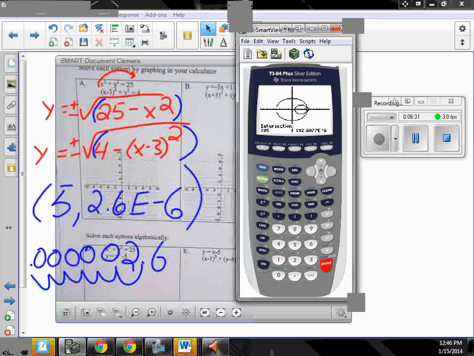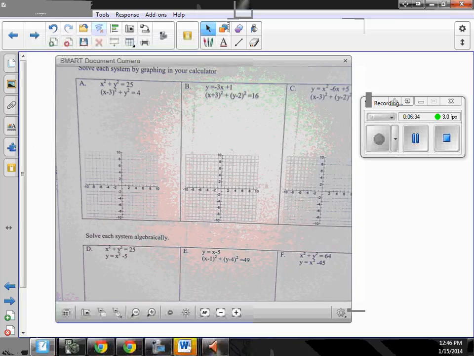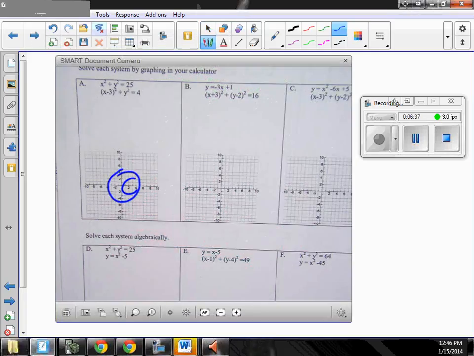Okay, so that wasn't too bad. So you need to draw those two in. Just be close. That's good enough for me.